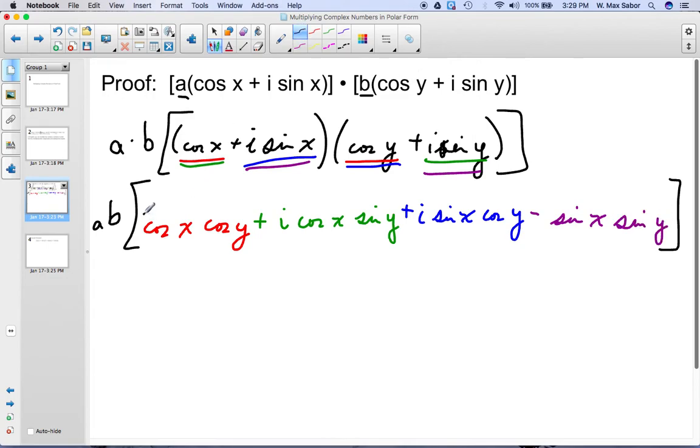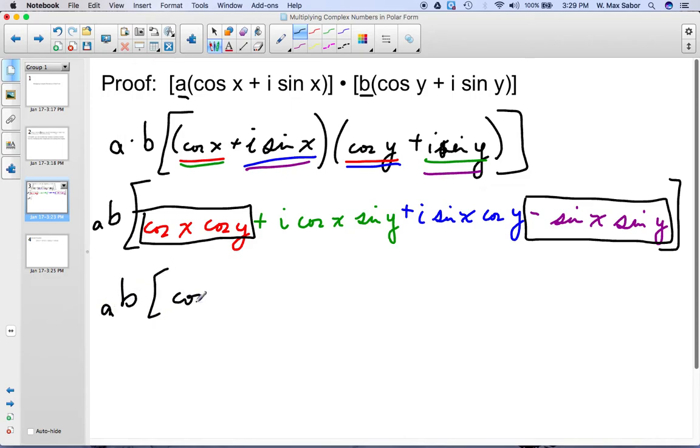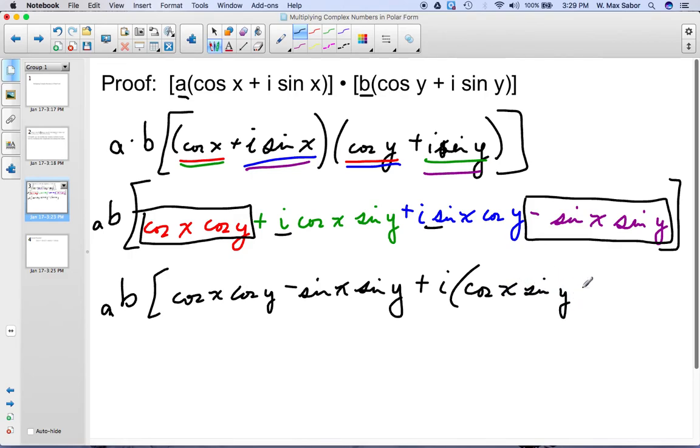Now you'll notice that two of these parts are real, and I'll combine those together. Cosine x cosine y minus sine x sine y, plus, and these two parts are imaginary, i times cosine x sine y plus sine x cosine y.